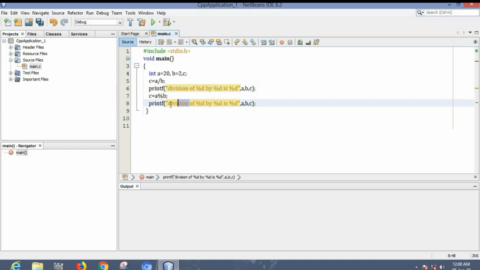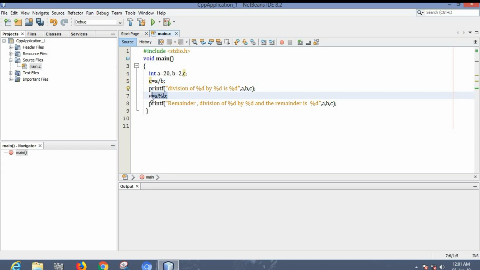I copied this printf. Right now I'm not using division, I just find the remainder. So I separate here: division of %d by %d, and the remainder is %d. So this is the whole program. First it stores the division value, the quotient, and displays it. Second, it replaces the result stored in c with this instruction, so it calculates the remainder and displays it.